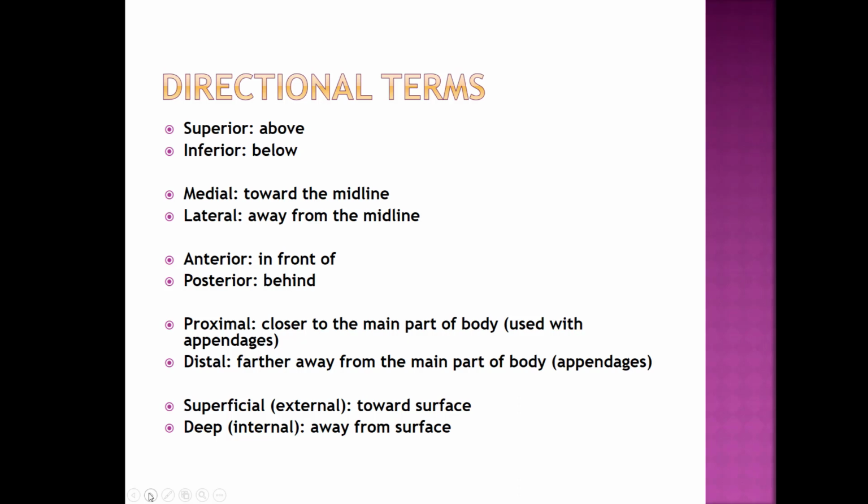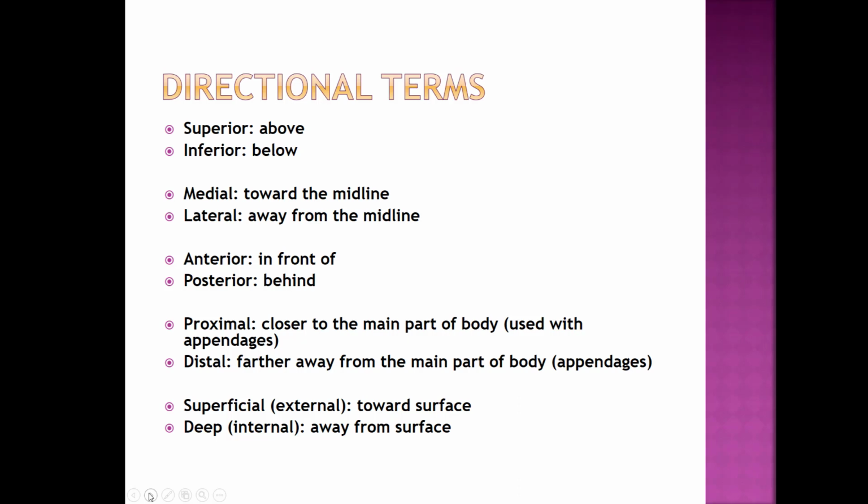And then the last pair, superficial and deep, or external and internal. So superficial are those things that are closer to the surface, and deep is things that are away from the surface. So you could take your arteries and veins, for example, and you could say your veins are superficial to your arteries because your veins are closer to the surface than what arteries are. And then you can say arteries are deep to veins.